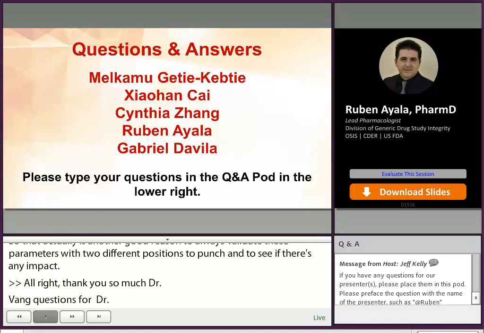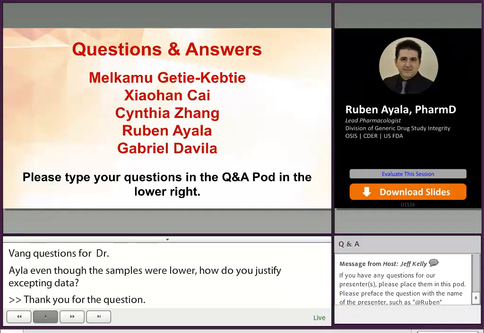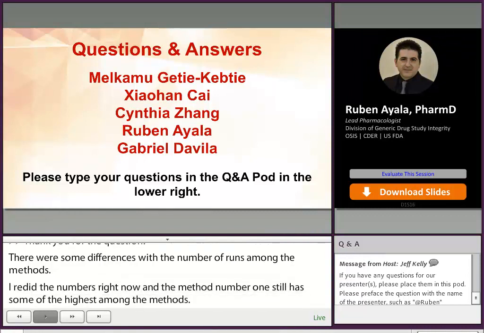Thank you for the question. There were some differences in the numbers of runs among the methods. I redid the numbers right now, and method number 1 still has some of the highest failed runs among the methods. The second part of the question is related to the reliability of the concentrations measured in subject samples.